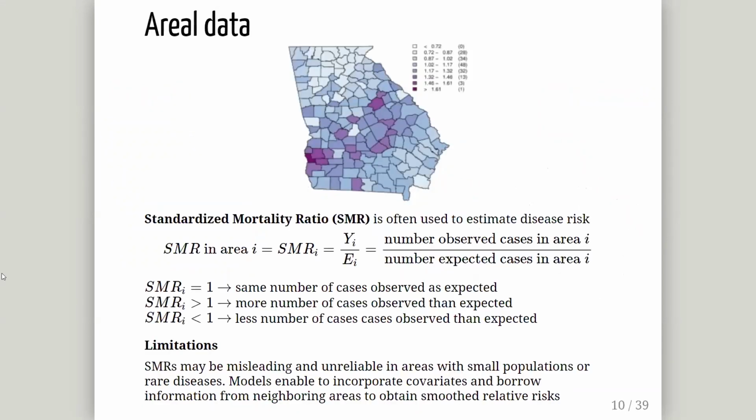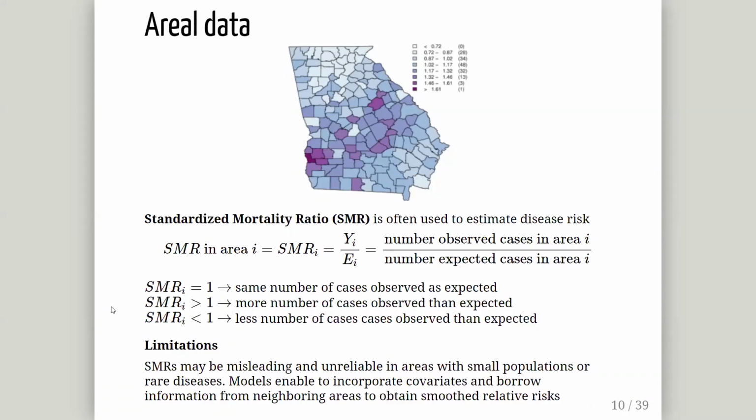So if we work with areal data, we can estimate disease risk using the standardized mortality ratio. This is the number of cases observed in an area divided by the number of cases expected. So if SMR is equal to 1, the number of cases observed is equal to the number of cases expected. If SMR is greater than 1, we have more cases observed than expected, so we have high risk. And if SMR is less than 1, we have fewer cases observed than expected, so we have low risk.